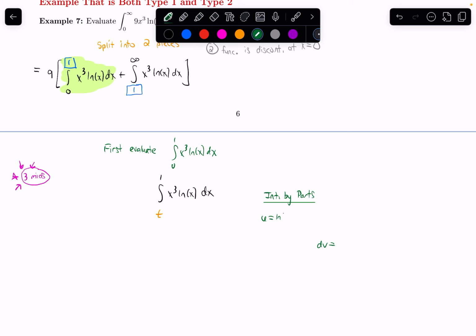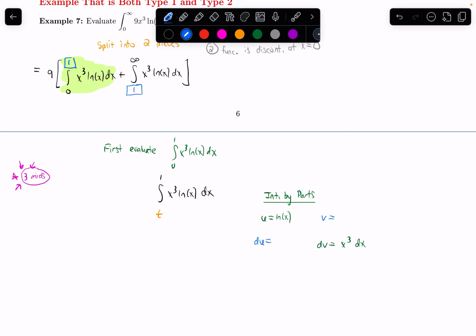So u, I'm going to let that be ln of x. I want it to be something whose derivative is simpler than it. And the derivative of ln of x is just 1 over x. And that's definitely simpler than it because the ln goes away. If we tried to put ln of x here, where dv is, I would have to do the antiderivative of ln. But that in and of itself requires integration by parts. So I'd like to avoid that if possible. Okay, so u is going to be ln of x. dv is the other stuff then, which is x to the third dx.